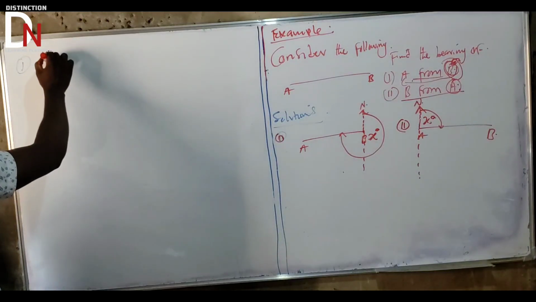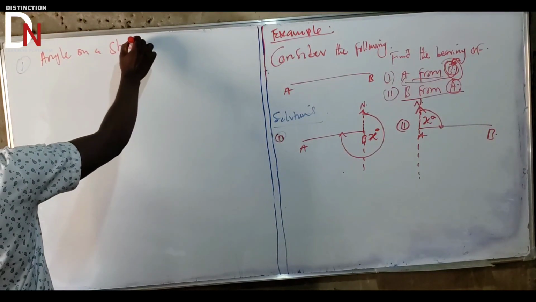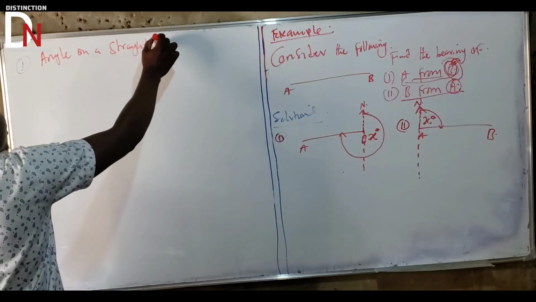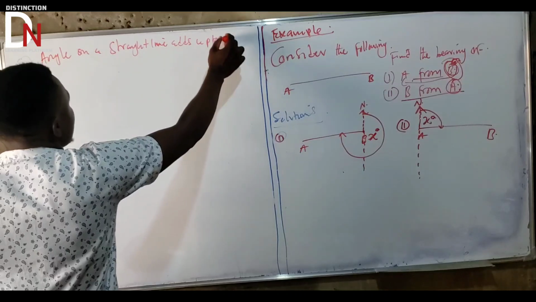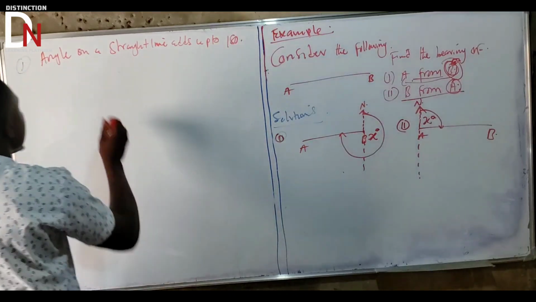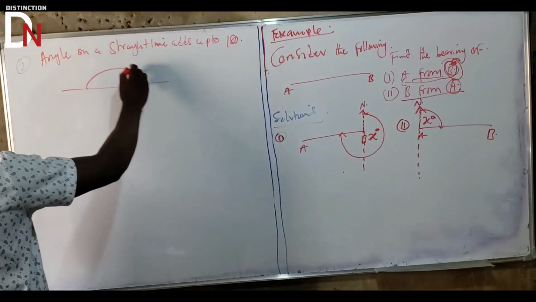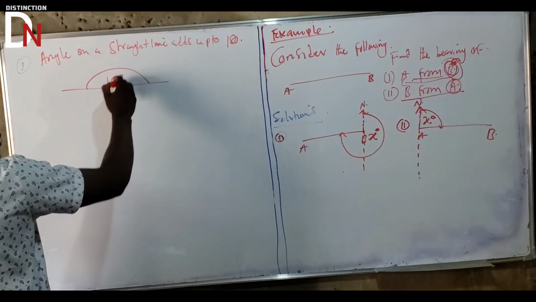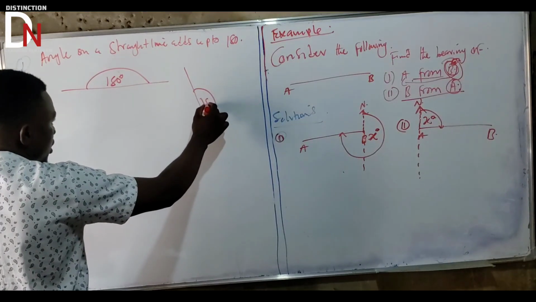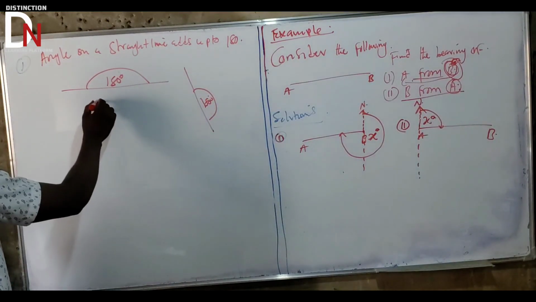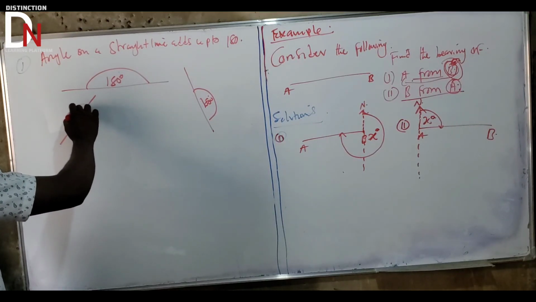angles on a straight line add up to 180. So if this is a line, so long as it's a straight line, the angle there is 180. This is a line, straight. So long as it's straight, the angles add up to 180.